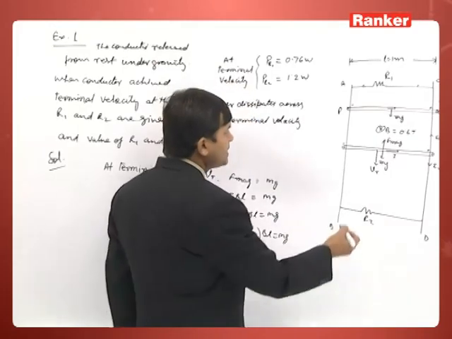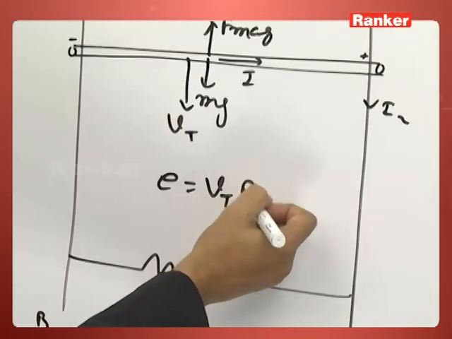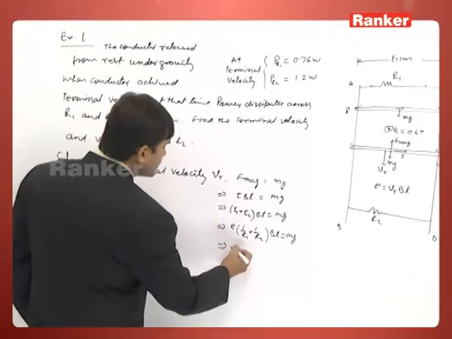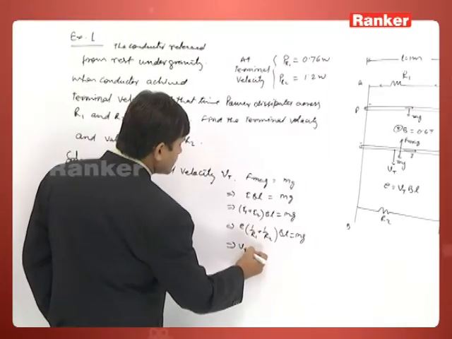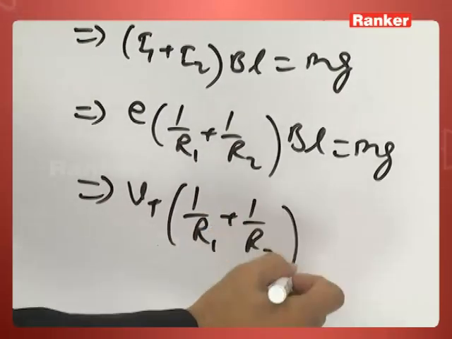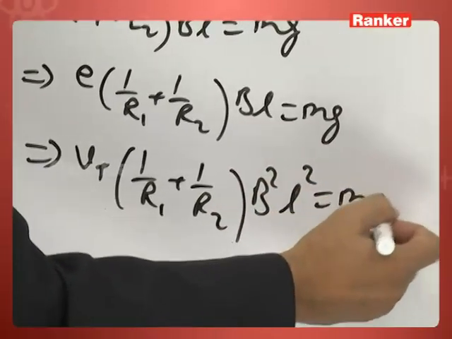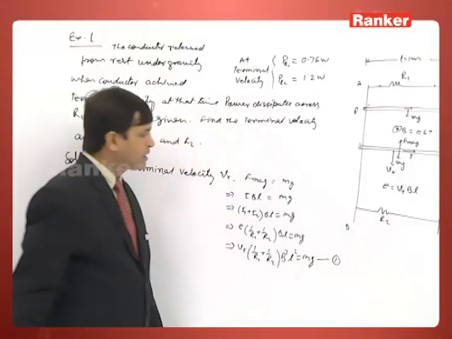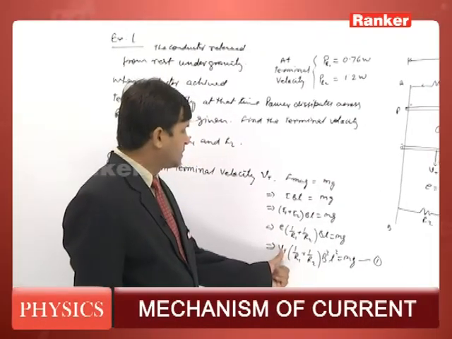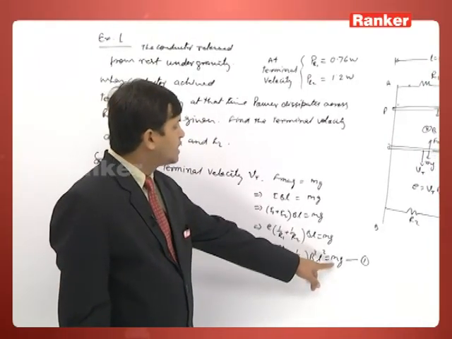So induced EMF E is your Vt BL, at terminal velocity. So E is your Vt BL. So E is your Vt (1/R1 + 1/R2) BL, and B squared L squared is your mg. So this can be said as the first equation. In this equation we have three unknowns: Vt, R1, R2.